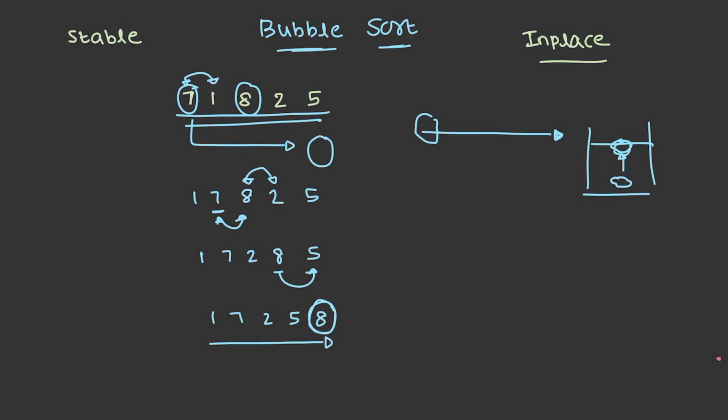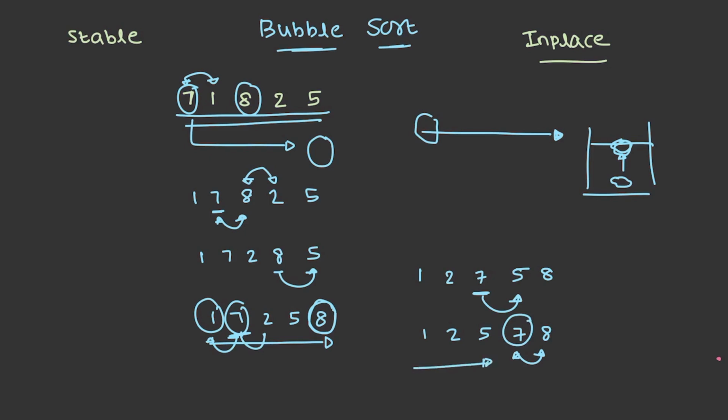If we repeat the process, 1 and 7 are in their respective positions, 7 and 2 need to be exchanged. So this happens. We have finished the comparison at the second position. Now the comparison at the third position happens. 7 and 5 both need to be exchanged. 7 and 8 are good to go. Now at the end of the second iteration, we have 7 at the end of the array, in its correct position. This is how bubble sort happens.